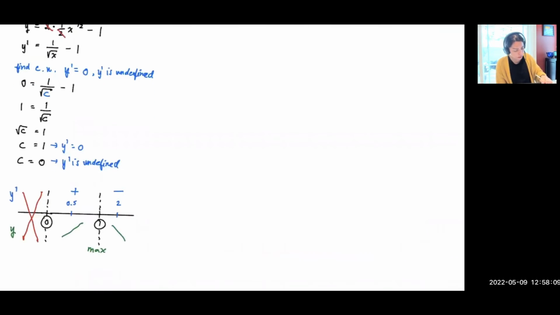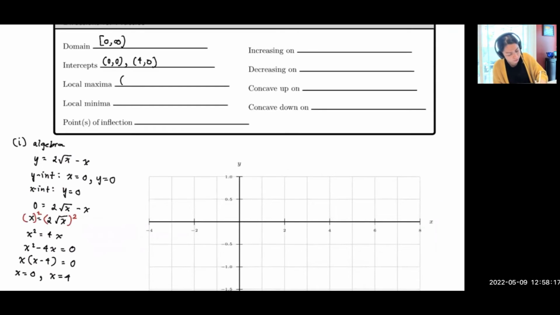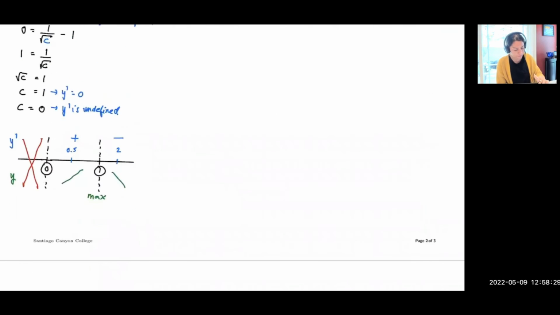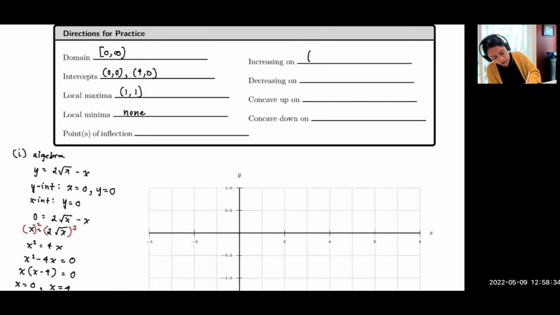And don't forget at 1, if we wanted to see the ordered pair, we just plug and chug back into the original function. So it'll be 1 comma, and then if I just put 1 here and 1 here, I'll get 2 minus 1, which is 1. So the point (1, 1) is my local max. There are no local min. And then we have increasing from 0 to 1 and decreasing from 1 to infinity. Okay, so all I have left now is the second derivative.